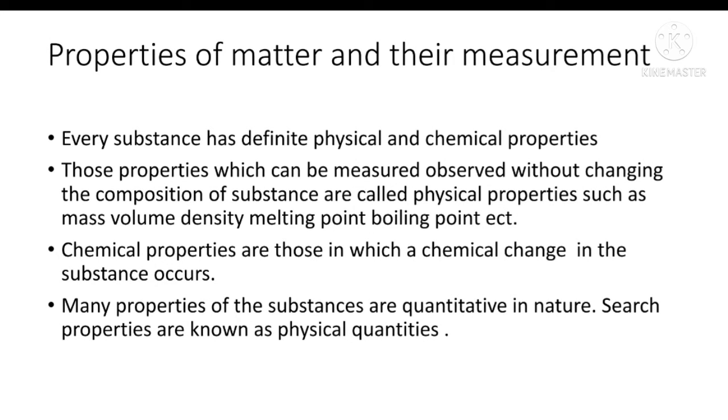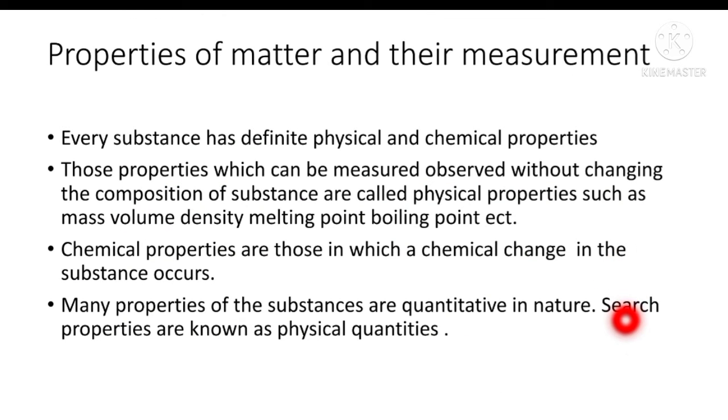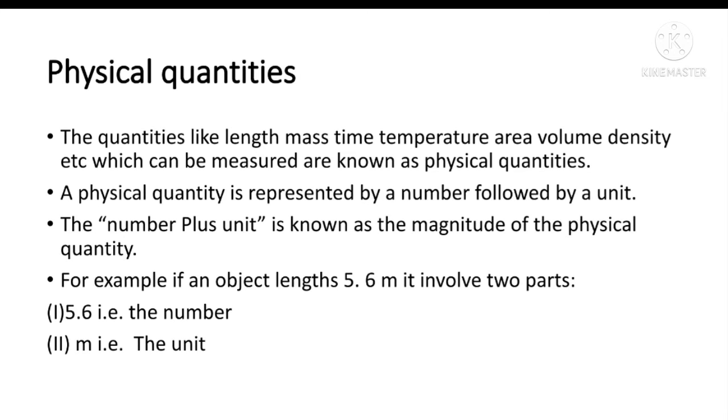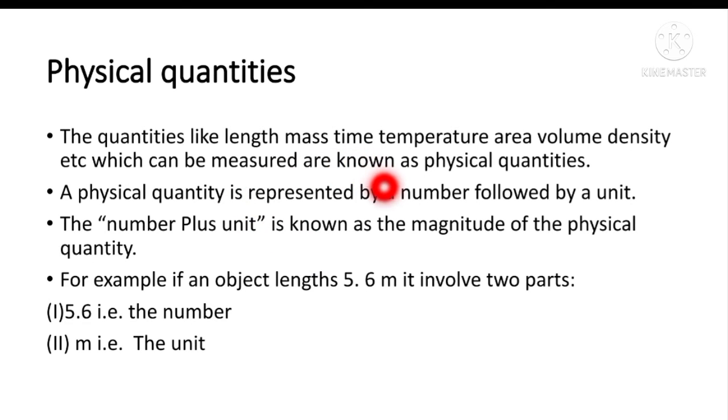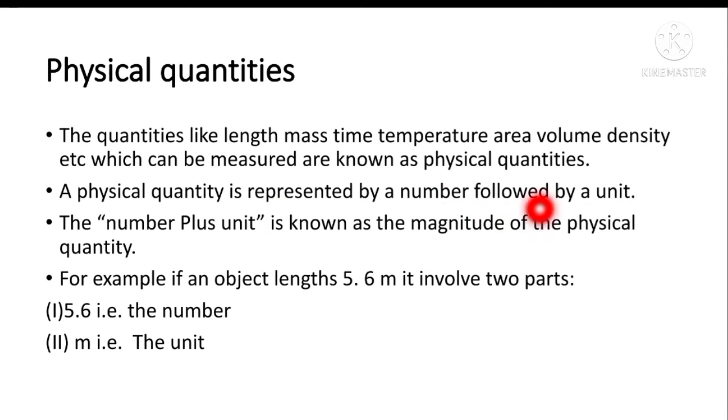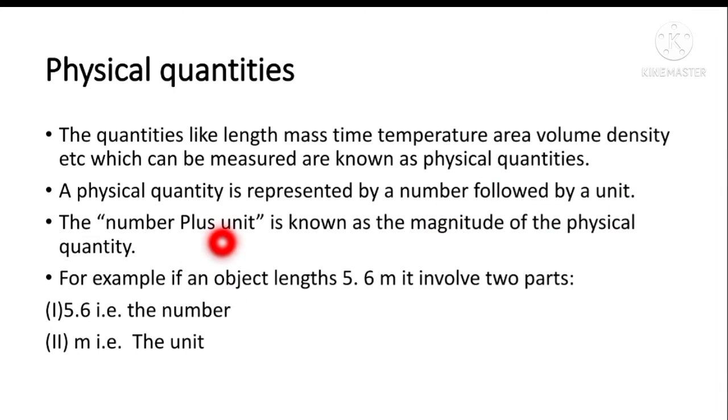Many properties of substances are quantitative in nature. Such properties are known as physical quantities. So what are the physical quantities? Quantities like length, mass, time, temperature, area, volume, density, etc., which can be measured. Whatever property you can measure is known as a physical quantity. A physical quantity is represented by a number followed by a unit. That means whenever we measure it, its representation will be a number followed by a unit. So number plus unit is known as the magnitude of the physical quantity.